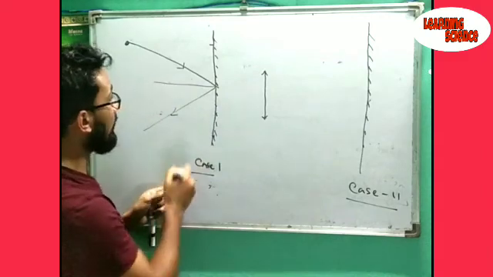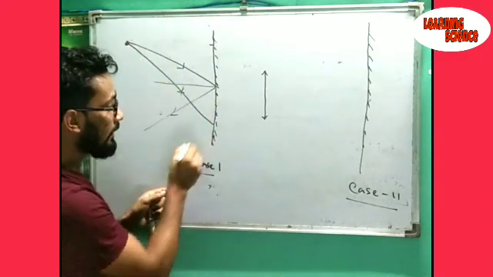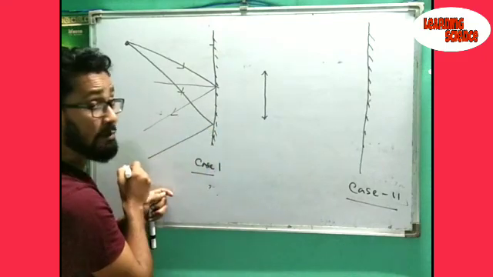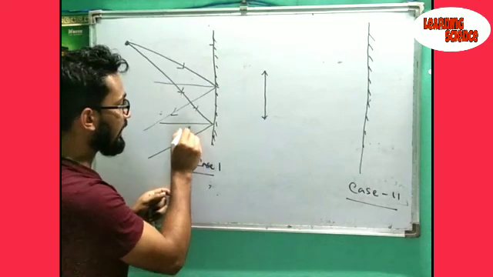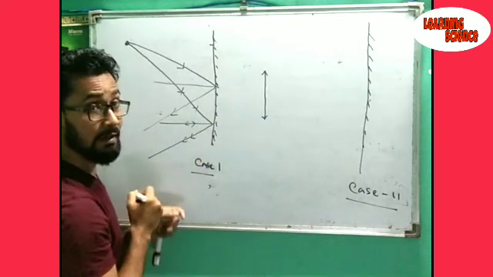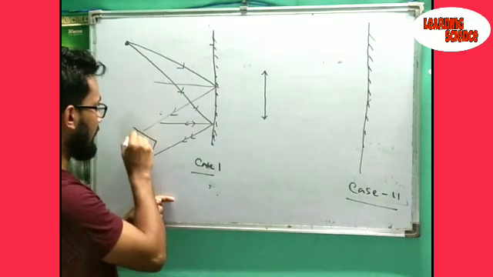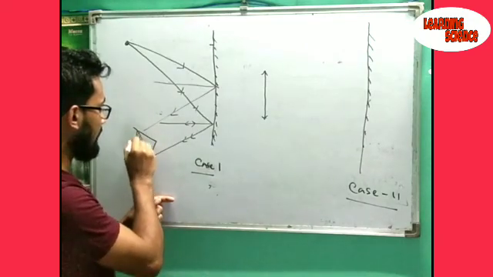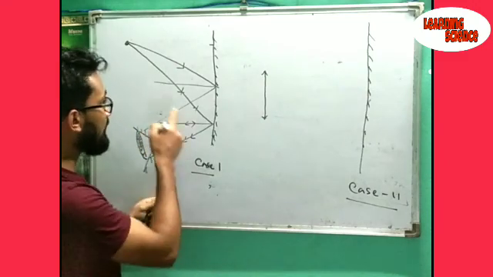Clear? Now take another ray. I am taking a second ray which is also falling obliquely. After falling, it will bounce back. This is our incident ray, this is our reflected ray, and this is our normal. Clear? Now here is an observer, say our eye, a human eye, and I am seeing the object.